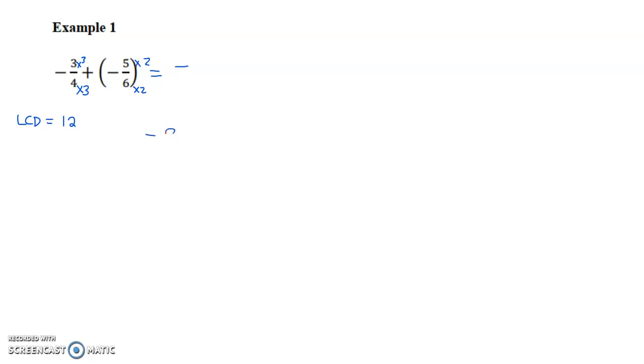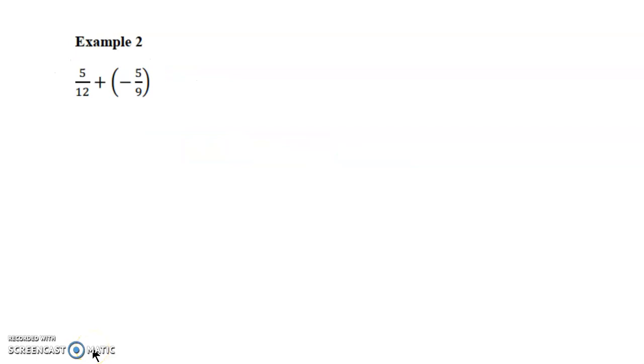So we're going to have negative 9 twelfths plus a negative 10 twelfths. That's going to give us a negative 19 twelfths. And we know that we should have our answer expressed as a mixed number in lowest terms. So 12 goes into 19 once, and this is going to be a negative answer with 7 remaining out of the 12. So our answer here is negative 1 and 7 twelfths.